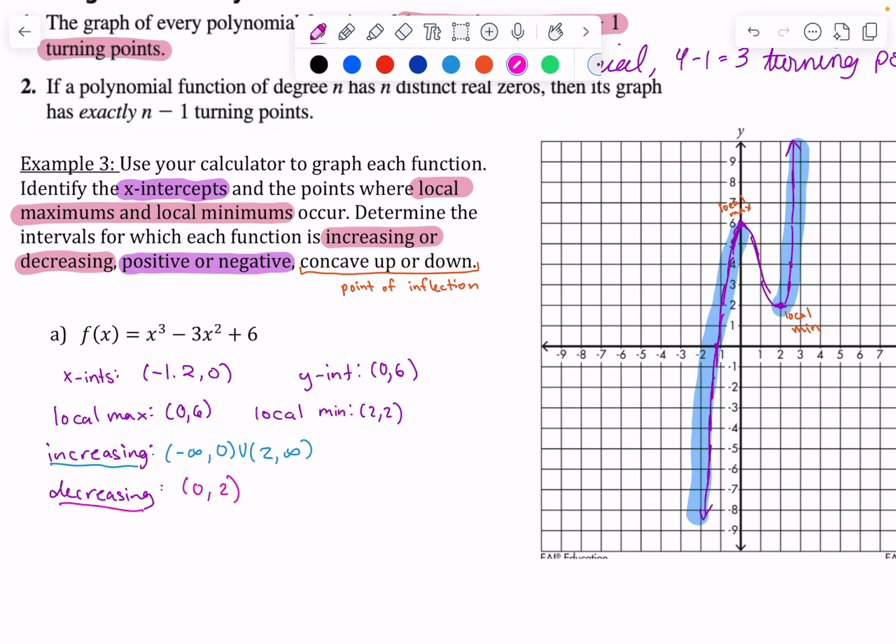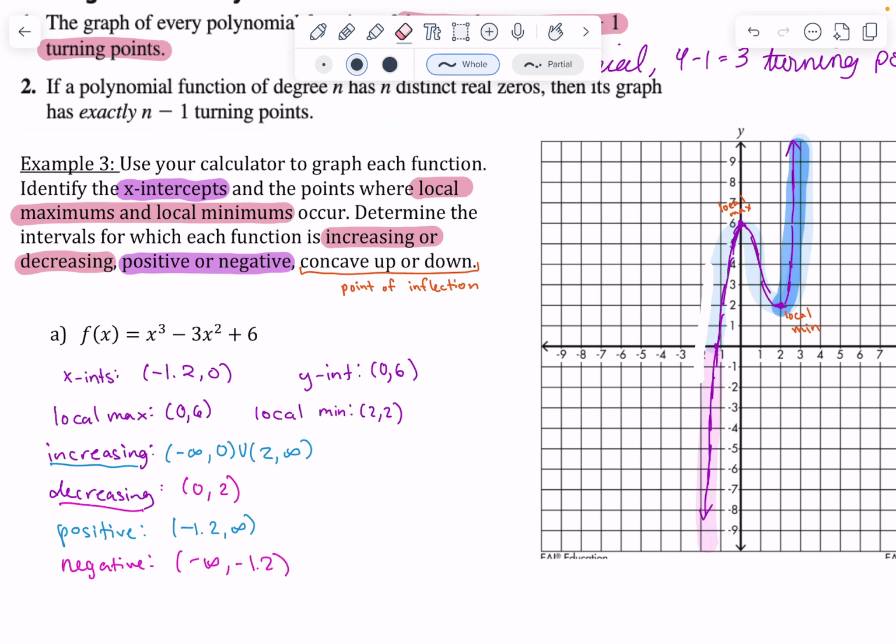Now we can do positive and negative. The function is going to be positive wherever it's above the x-axis, and negative wherever it's below the x-axis. So the function is going to be positive here, and it's going to be negative here. Okay, so we're positive from negative 1.2 to infinity, and we're negative from negative infinity to negative 1.2. Okay, not too bad. Hopefully this is mostly review.